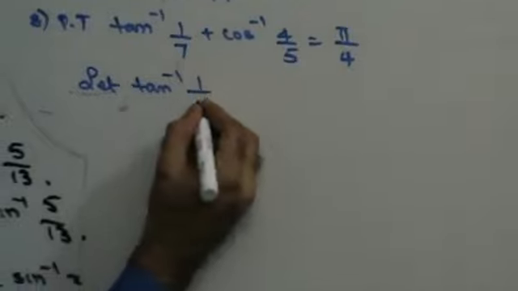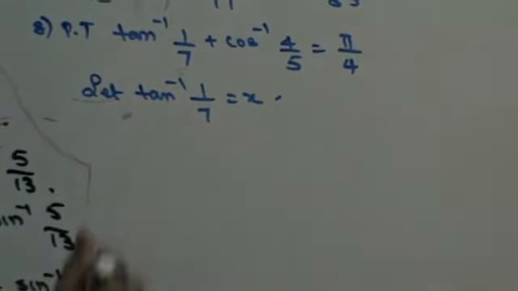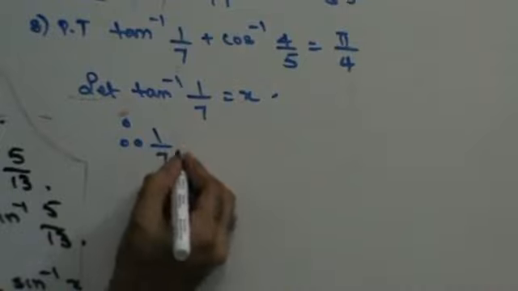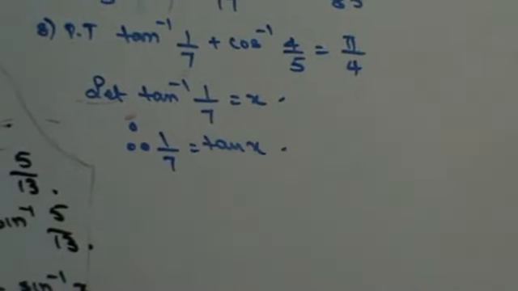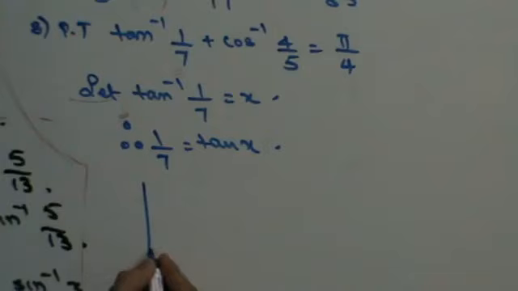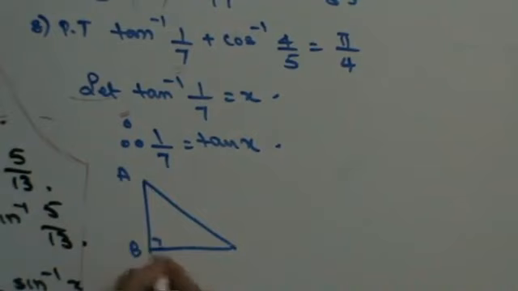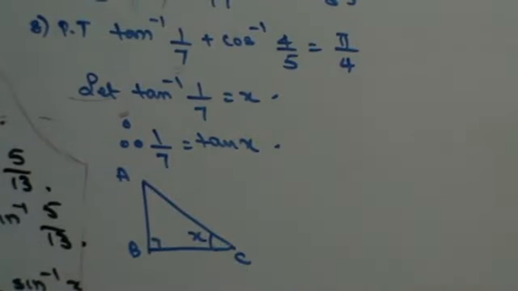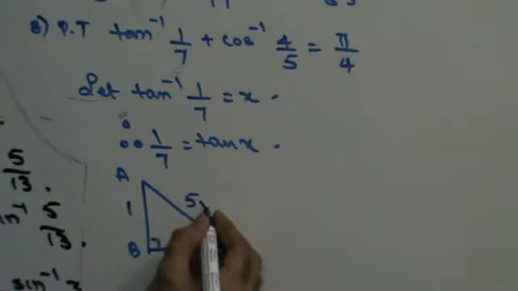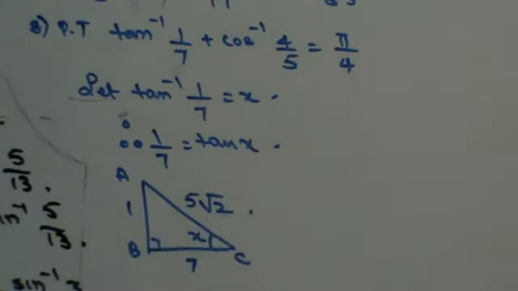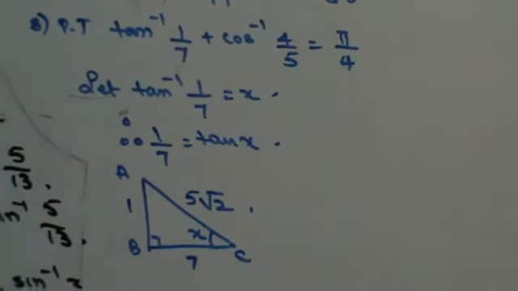Let tan inverse of 1 by 7 be equal to x. Therefore, I can say that 1 by 7 will be equal to tan x. Right? Draw a right angle triangle, 90 degree. Let angle C be equal to x. Tan is opposite upon adjacent. 49 plus 1 is 50, which is 5 root 2. Right? So my hypotenuse is going to be nothing but 5 root 2. Right? Next, let's see this.